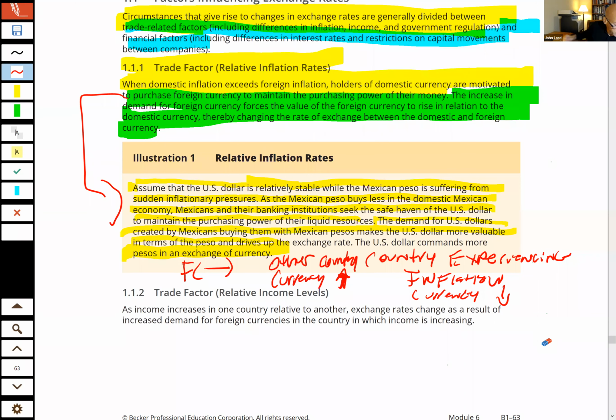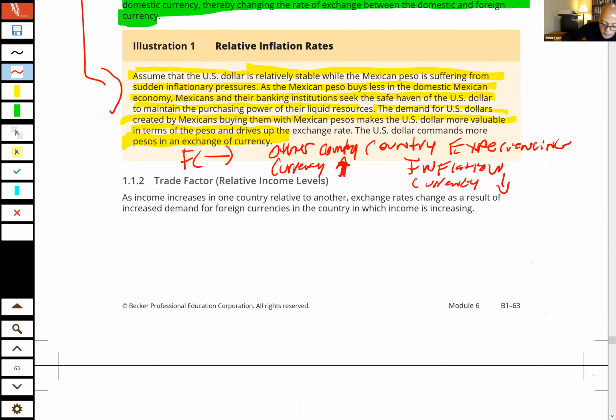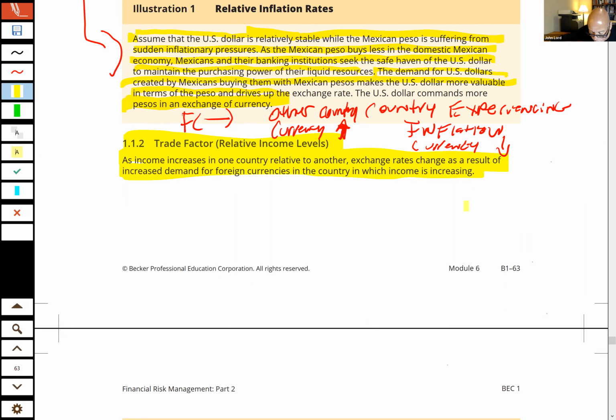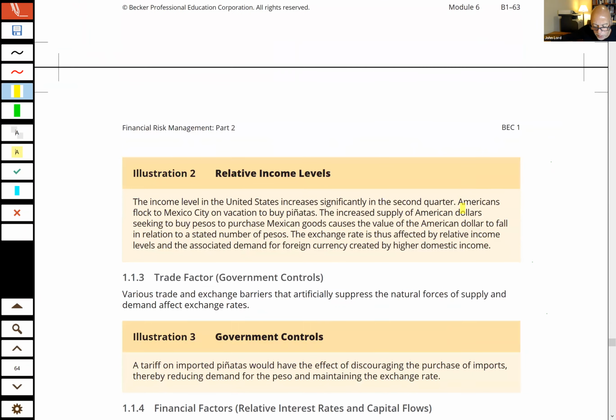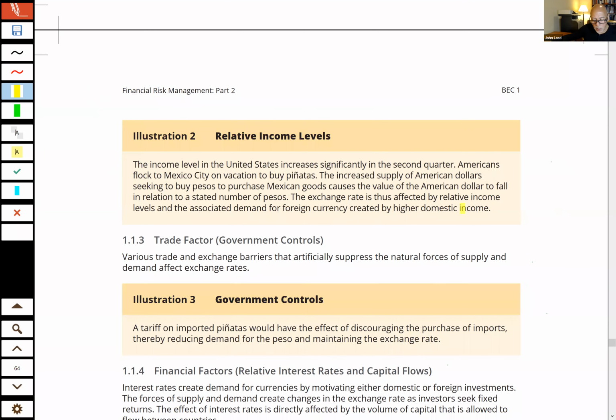Okay, good. Let's take a look now at trade factors. Again, continuing with trade factors, let's look at income levels. What happens as income increases in one country relative to another is that exchange rates change as a result of the increased demand for the currency of the country in which income is increasing. And so now we're looking at how income levels, and guys, I'm going to give Becker a comment on this.